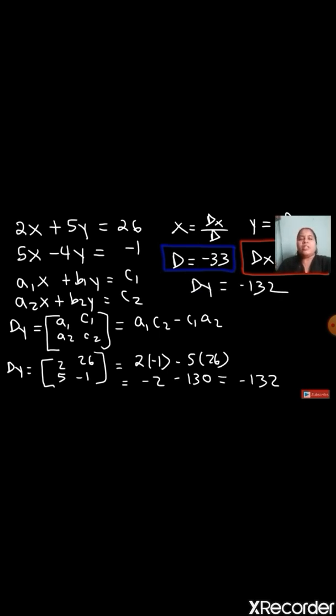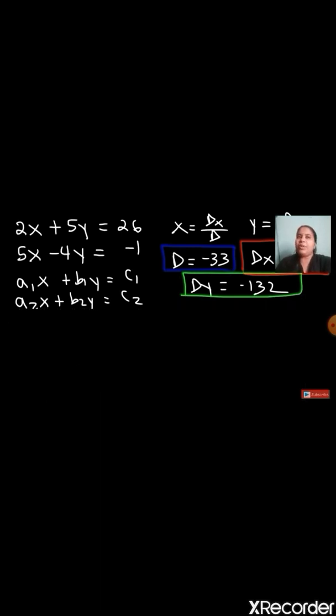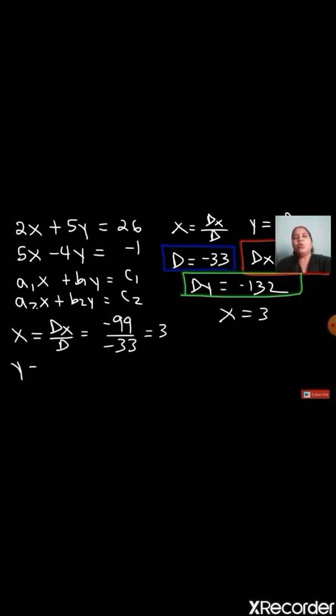Now, since we have got d, dx and dy, the last thing that is left is to use Cramer's rule and the two formulas which I have already mentioned here. So, x is equal to dx upon d. Dx value we have got as minus 99 and d is equal to minus 33. Minus minus gets cancelled. 33 ones are 33 and 33 threes are 99. So, x is equal to 3.